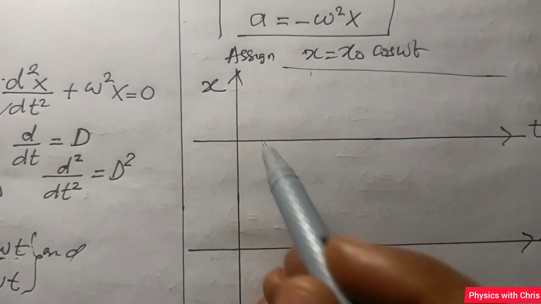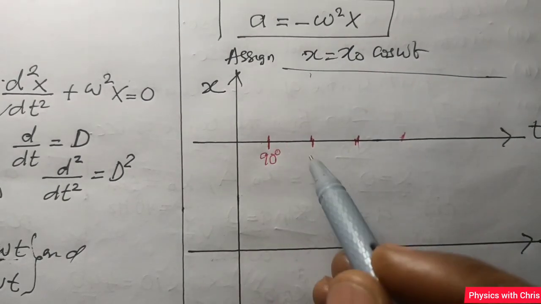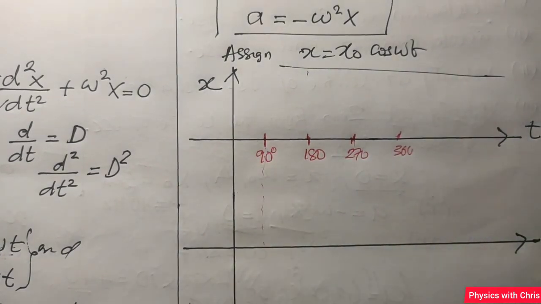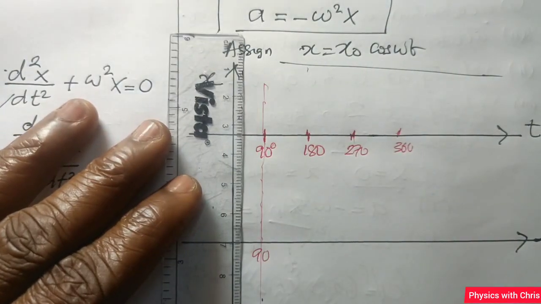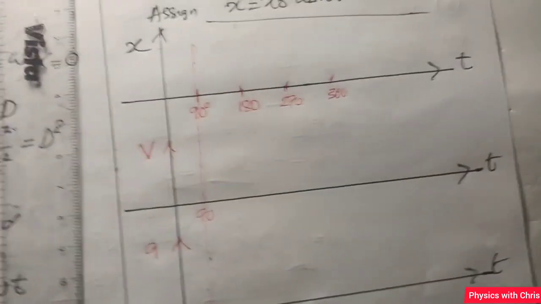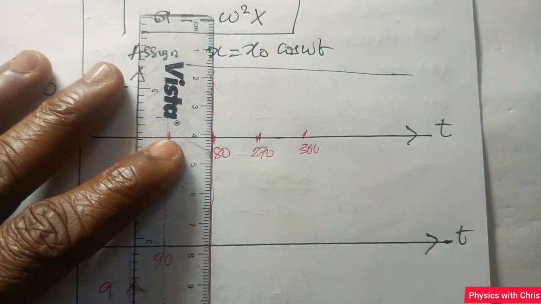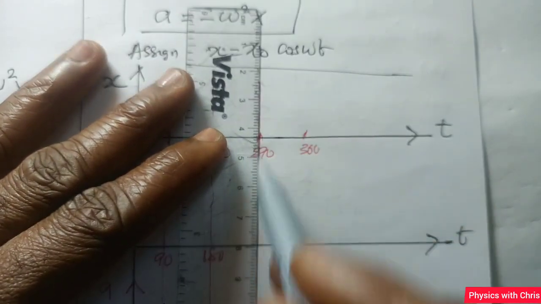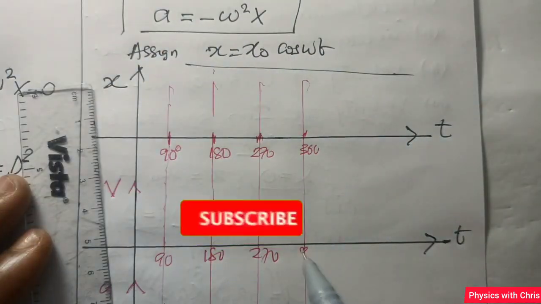I want to mark the same points. Let me call this 90 degrees, this 180 degrees, this is 270, 360, and so on. I take the same points down so that I can mark equal points on the three different axes. So this is my 90, my 90. This is my velocity time axis, and this is my acceleration axis. So I have displacement time, velocity time, and acceleration time. We are trying to see how these parameters vary with time. This is 180, 180. This is 270, 270, and then 360 and 360.